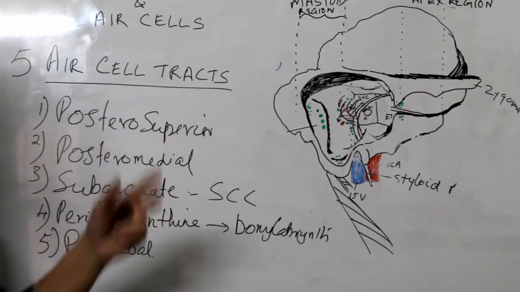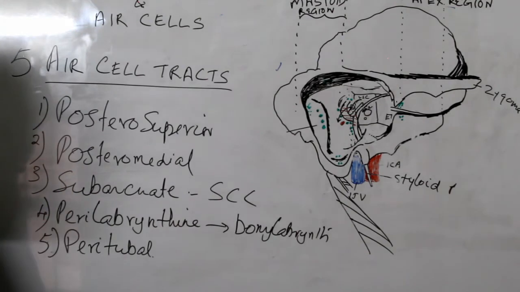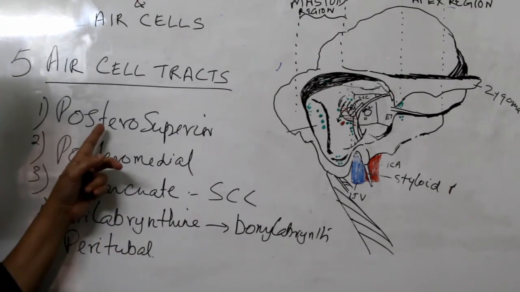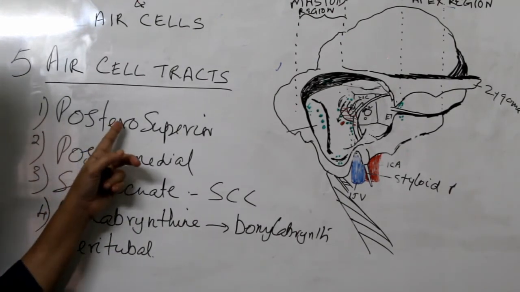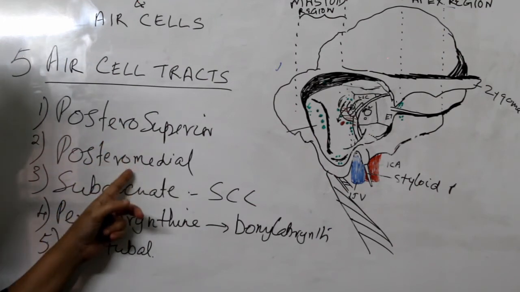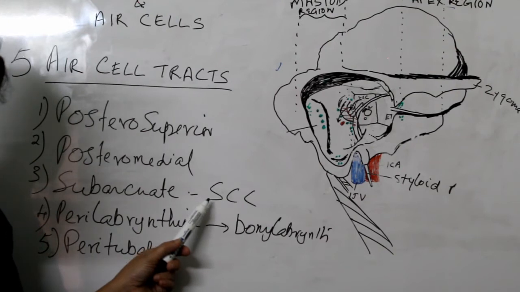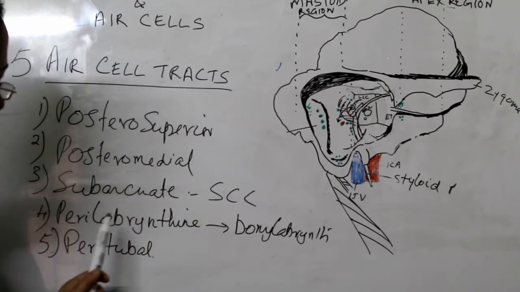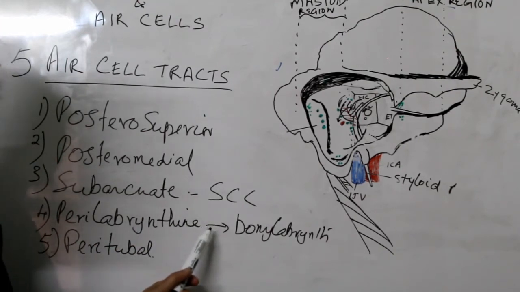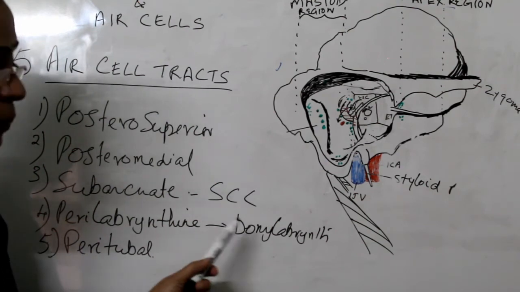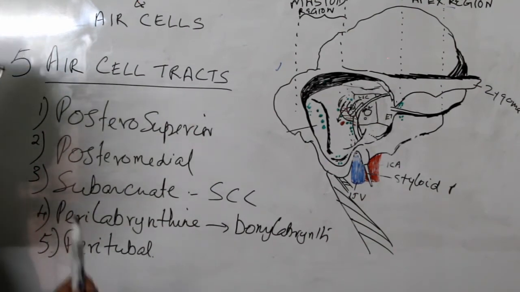Postero-superior, between the posterior and the middle cranial fossa. Posteromedial, parallel to postero-superior but inferior to that. Subarcuate, it passes through the arch of superior semicircular canal. Perilabyrinthine, superior and inferior to the bony labyrinth, and peritubal.